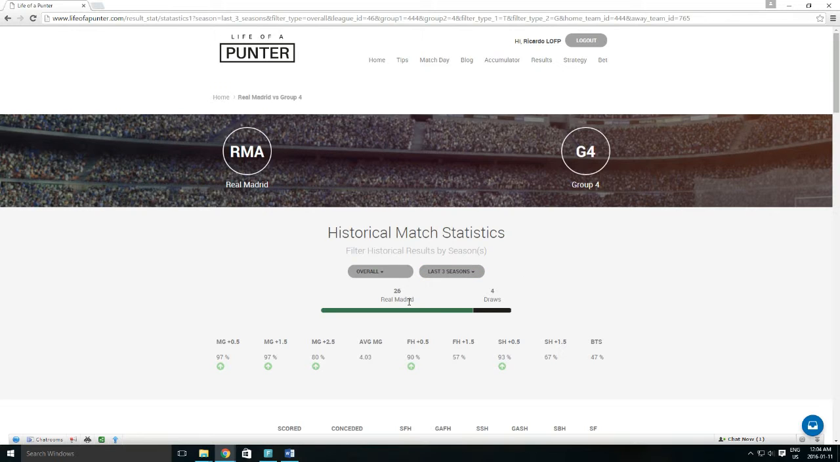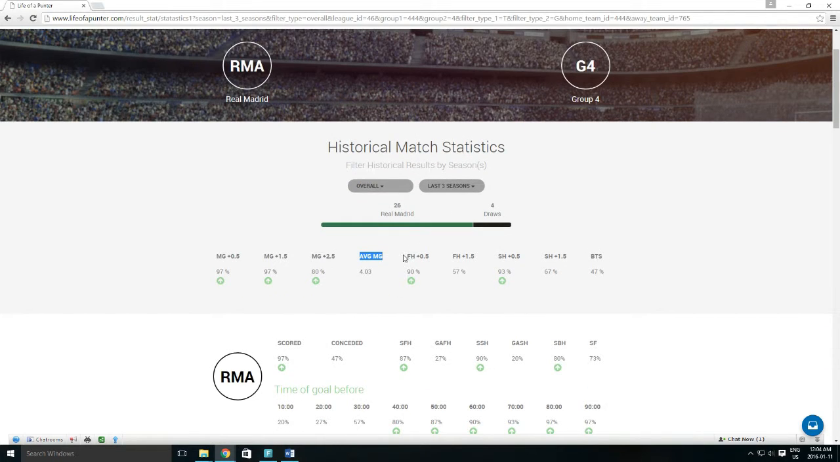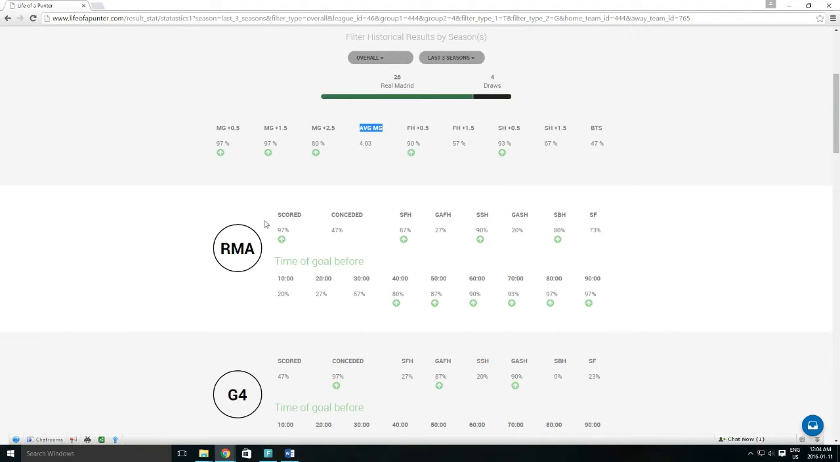So in the past 3 seasons, Real Madrid against Group 4 sides, Real Madrid dominate this fixture, 26 wins and 4 draws. But again, we're just going to take a look to see if there's a high match goal. Average match goal here you can see is 4.03, so still a high match goal. First half over 0.5 is 90%, so it's very likely there to be a goal in the first half. And Real Madrid time of first goal before 40 is 80%. So still consistent between criteria 1 and criteria 2.